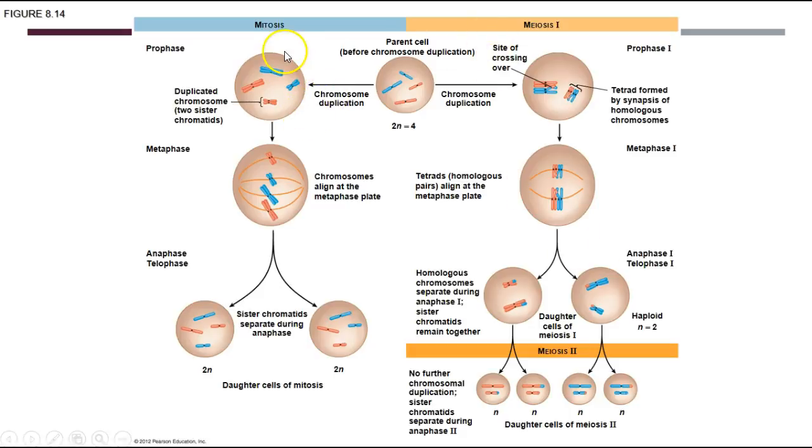Let's compare the two. Here in mitosis, we've got our duplicated chromosomes. The chromosomes align at the metaphase plate. Notice that the homologous chromosomes are not lined up together. And then in anaphase and telophase, you're going to produce sister daughter cells that have the same number of chromosomes the original parent cell had, same as each other. But they're both diploid, 2 pairs of chromosomes. 2 of the long ones, 2 of the short ones here.